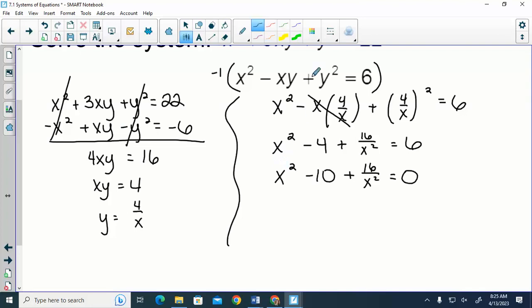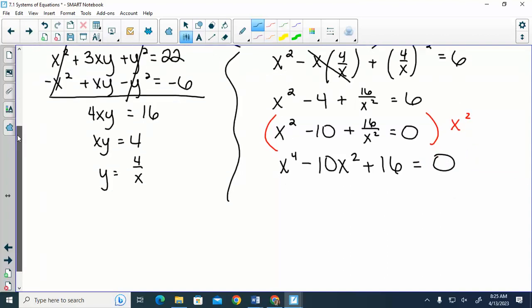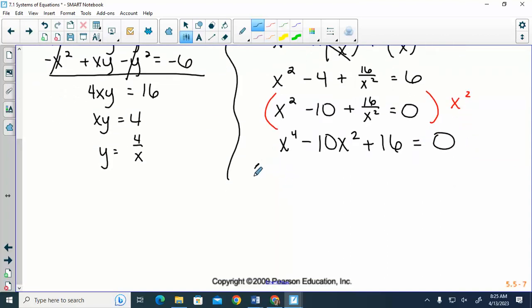Okay, let's do that. If we want to get rid of the fraction, the easy option is just take everything times x squared. Minus 10x squared plus 16 equals 0. Yeah, this factors nicely. So x to the 4th breaks into x squared. What multiplies to positive 16 and adds to -10?